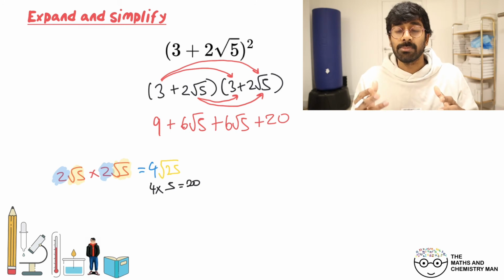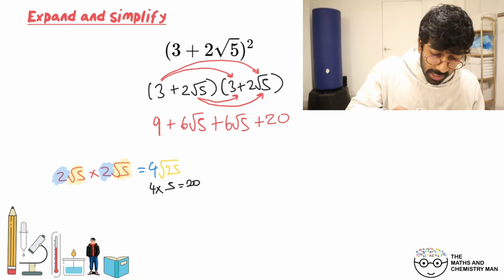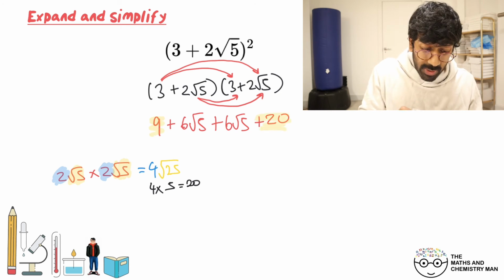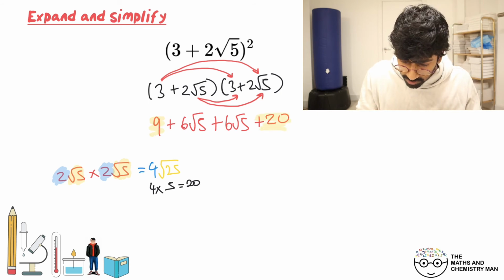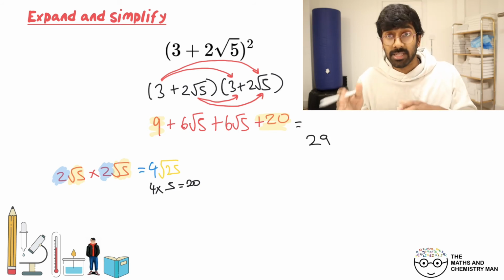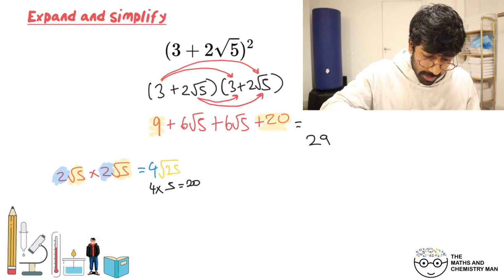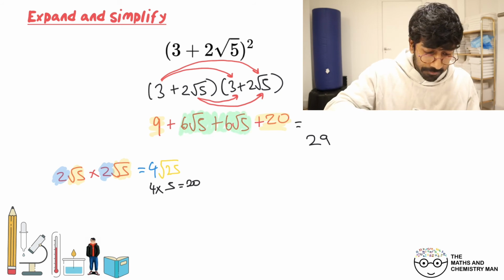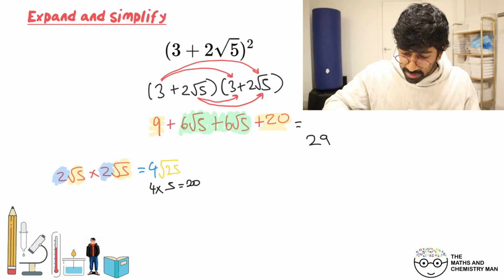And then we can just do some simplifying. Let's simplify that all down. You've got 9 here, add 20, that gives us 29 altogether. So I'm going to put here equals 29. And then 6 root 5 plus 6 root 5, let's highlight those both in green, there we go. Okay, so then that comes out as 12 lots of root 5, okay?